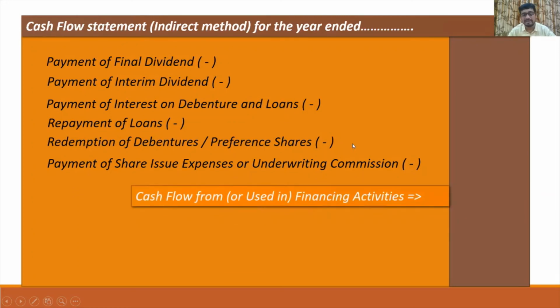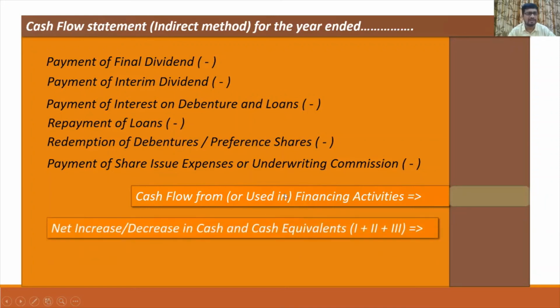And finally, we get cash flow from financing activities. If it is a positive value, it is cash flow from financing activity. If it is a negative value, it is cash used in financing activity. And when we add all these three values, cash flow from operating, investing and financing, dear children, what do we get? Net increase or decrease in cash and cash equivalents. When we add all these three, if it is a positive value, then it will be a net increase. If it is a negative value, then it will be a net decrease in cash and cash equivalents.